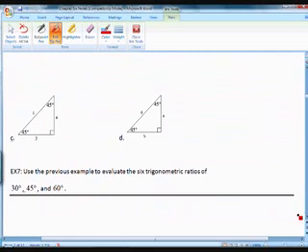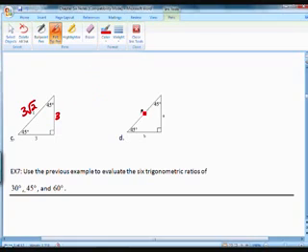The 45, 45, 90s are easy. If this is 3, this is 3, because they're isosceles. The angles are the same, the sides are the same. This is going to be the square root of 2 times either leg. Or you could use the Pythagorean theorem, a squared plus b squared, that'd be 9 plus 9, which is 18. C squared is 18, c would be the square root of 18, which if you split, square root of 9 times square root of 2, it's going to be 3 root 2, either way.